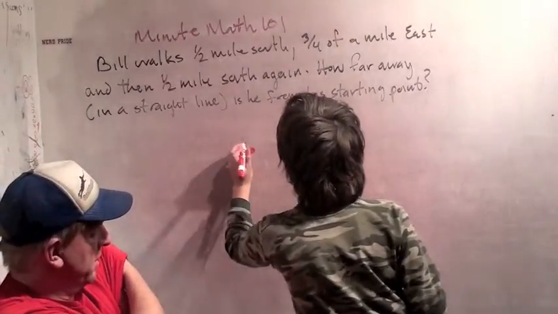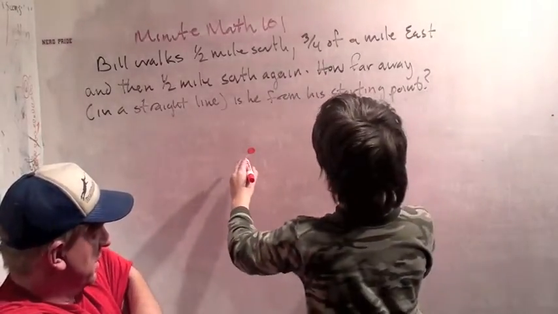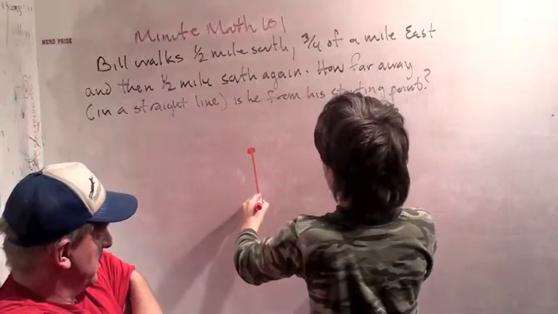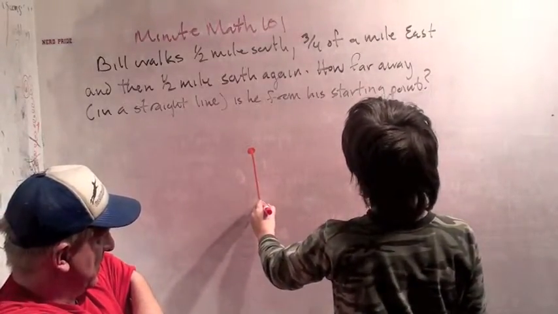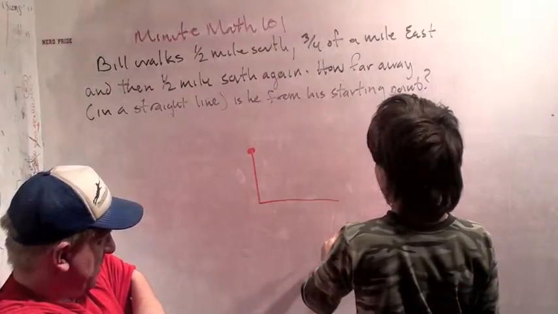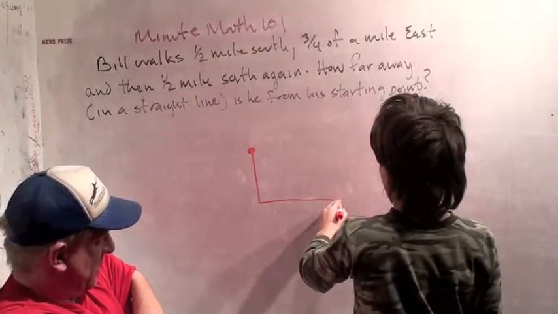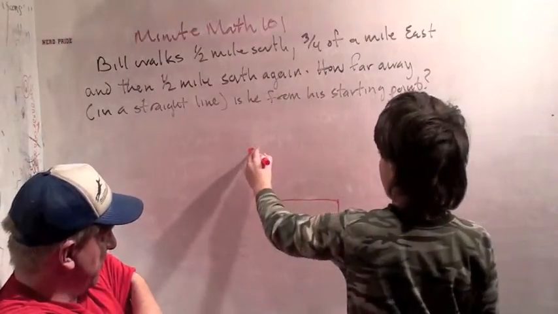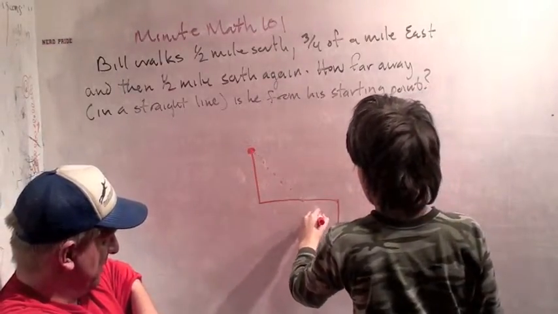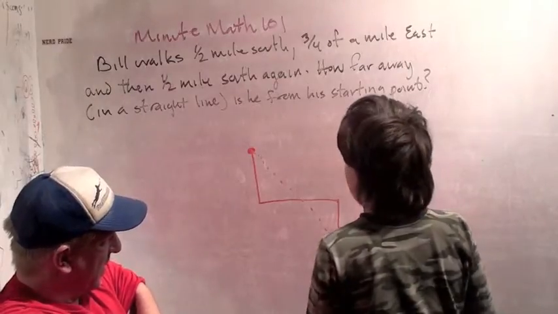Well, here's the starting point. He walks half a mile south. Should be to here. 3/4 of a mile east. Should be a bit longer. And half a mile south again. Great. Now, what's the line that we're trying to figure out how long it is? We're trying to figure out how long that line is.